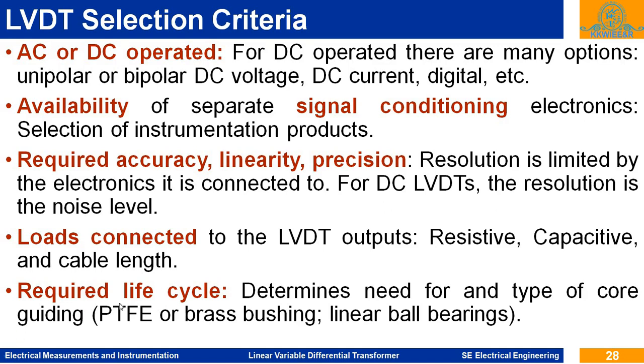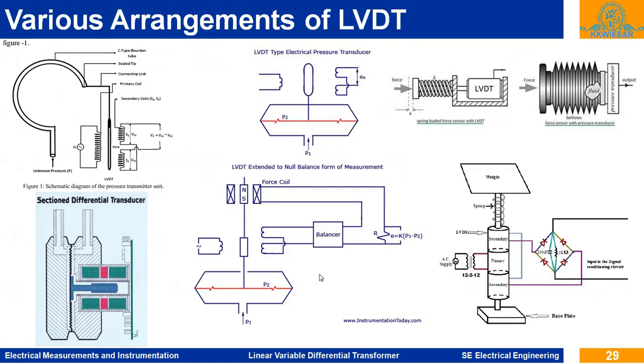Required life cycle determines the need for and type of core guiding. So what life you are expecting, that you must specify. In this way you have to specify these parameters, or assign the parameters, while selecting the LVDT.